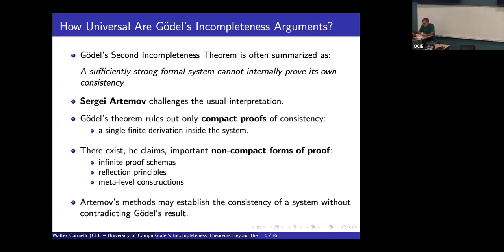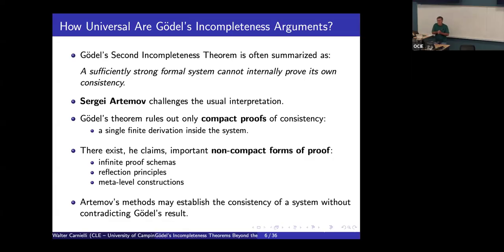So for instance, Sergei Artemov from New York has a very nice idea. He says Gödel's theorem rules out only compact proofs of consistency. What's a compact proof? A single finite derivation inside the system.